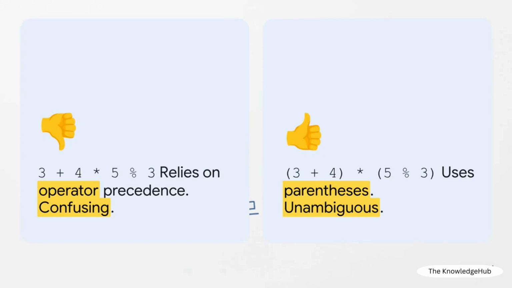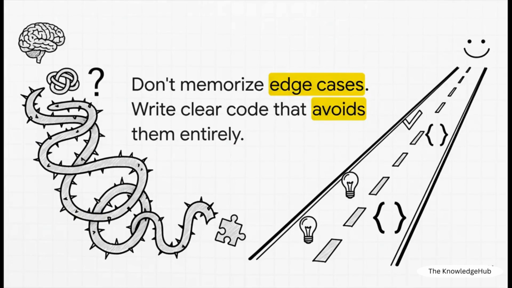I mean, just look at this. The code on the left? Yeah, it works. But you're forcing the next person to remember the exact order of operations. The code on the right, using parentheses, there are no questions. You know exactly what the intention was. It's clean, it's clear.